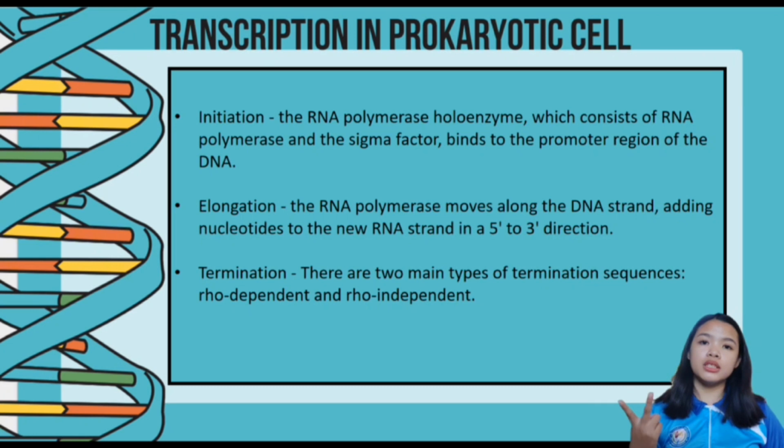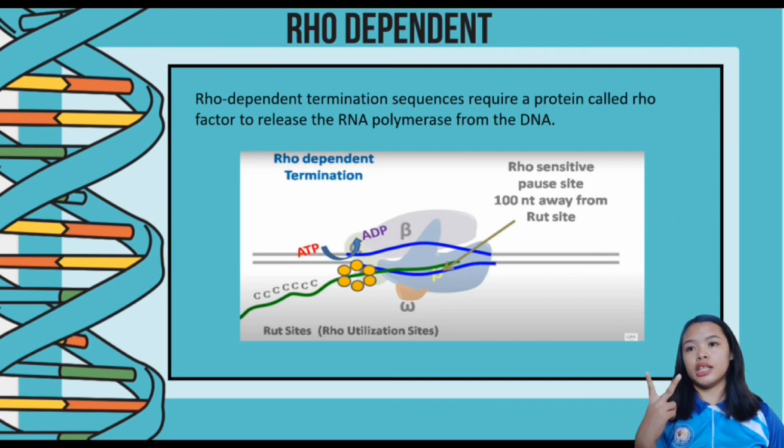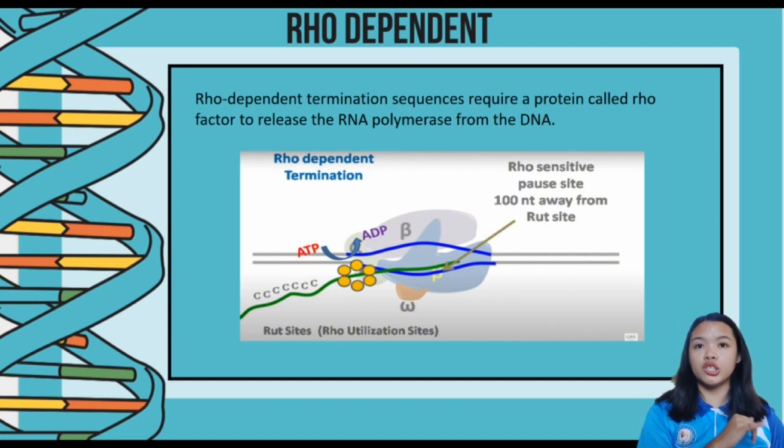So, there are 2 types of termination sequence, which are Rho-dependent and Rho-independent. So, we will discuss that. The Rho-dependent is a termination sequence that requires a protein. Rho is very dependent on that protein. The protein is called the Rho factor, in order to release the RNA polymerase from the DNA.